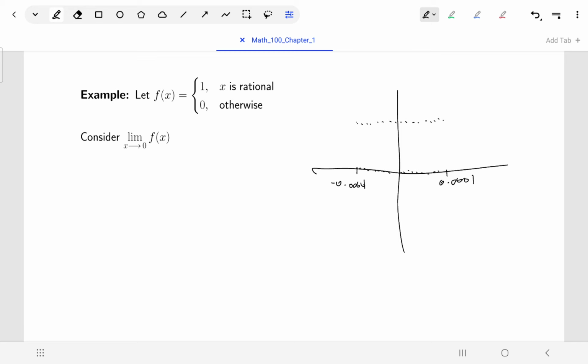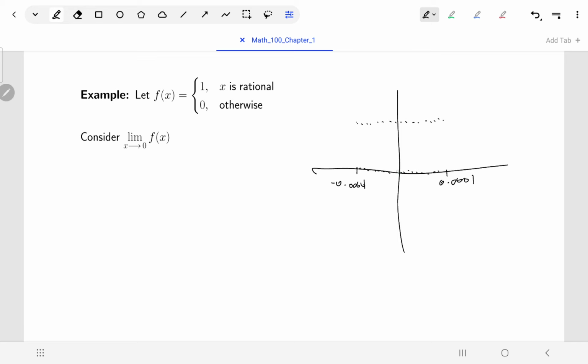And one little fun fact, and this is something that's just the nature of real numbers, is that if you're looking at any interval, no matter how small it is, there's always going to be some rational numbers and some irrational numbers in that interval. So that means you're going to have some zeros and some ones for y values. So if you're talking about approaching 0 from both sides, the y values aren't really approaching anything. They're just alternating back and forth between zeros and ones.